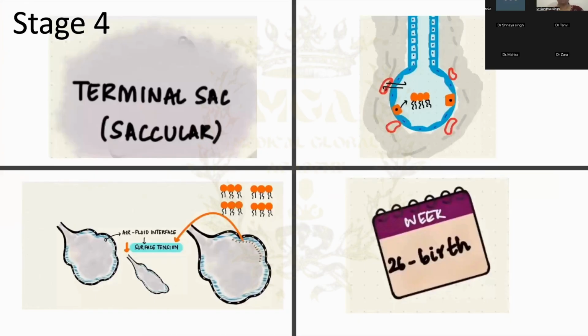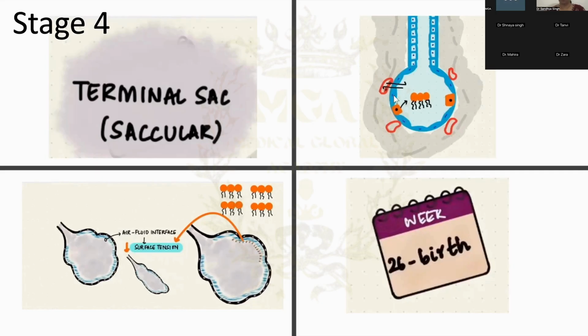After this, after the formation of alveolar duct, we all know the alveolar sac is formed. Therefore, stage 4 is known as the saccular stage. It happens from 26 weeks and up till birth. What happens in this? The alveolar sac is formed.